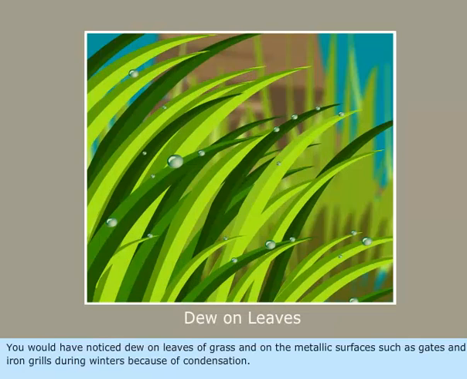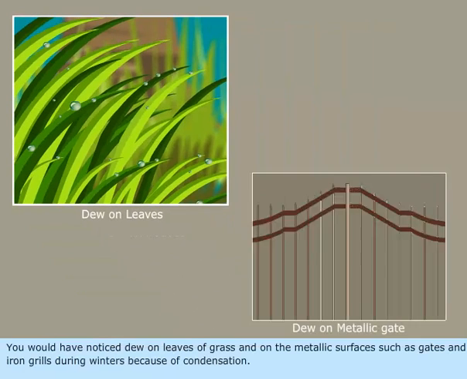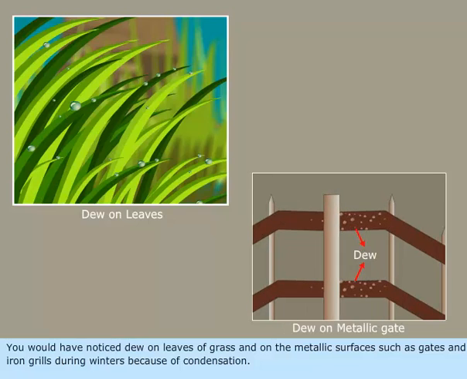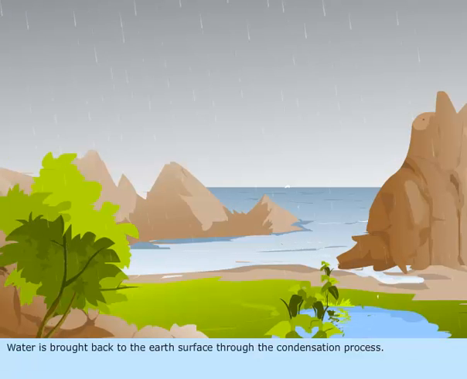You would have noticed dew on the leaves of grass and on the metallic surfaces, such as gates and iron grills during winters because of condensation. Water is brought back to the Earth's surface through the condensation process.